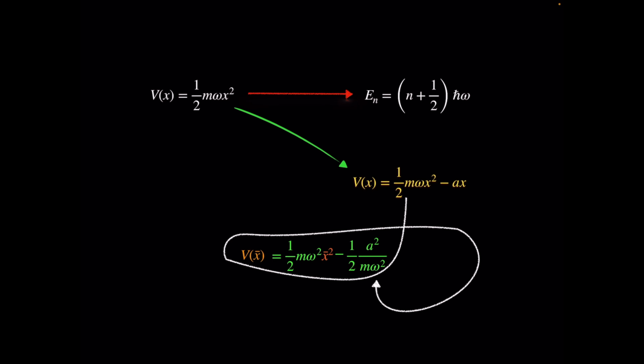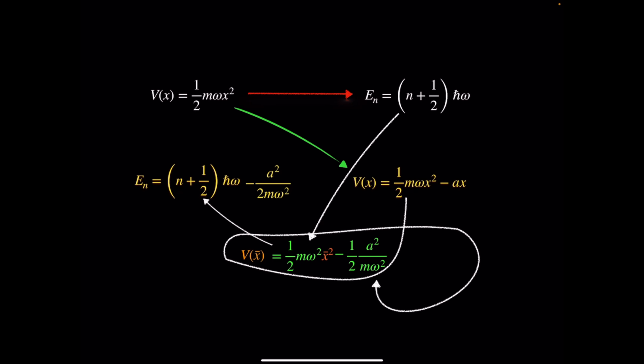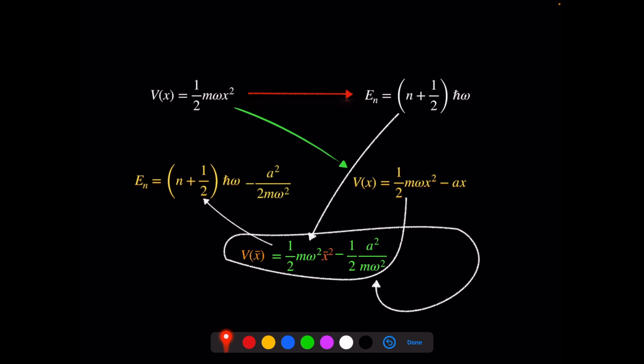So half m omega square x square minus ax will be half m omega square x bar square minus half a square by m omega square. That we have derived in the last slide. You can see that the first term, half m omega square x bar square, is identical to half m omega square x square. So from that we will get the energy E n equals n plus half h cross omega, and for the extra term, half a square by m omega square, we have a correction, minus a square upon twice m omega square.